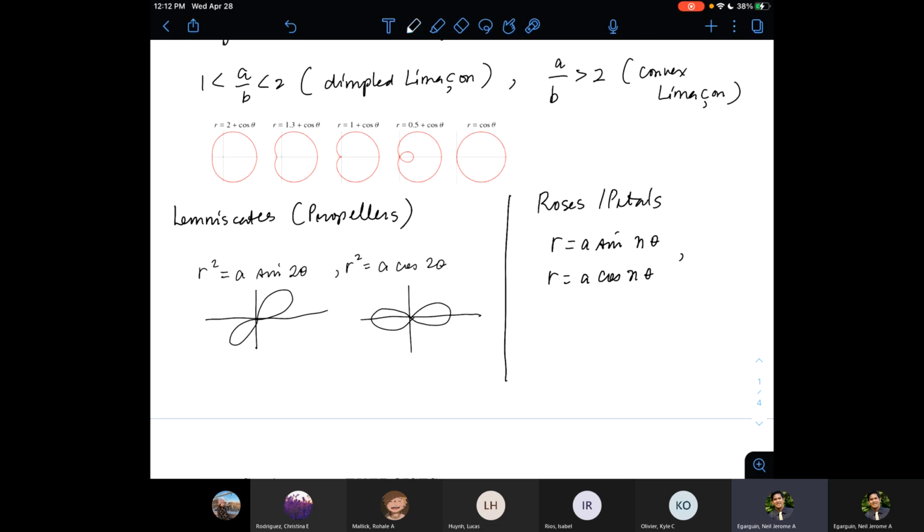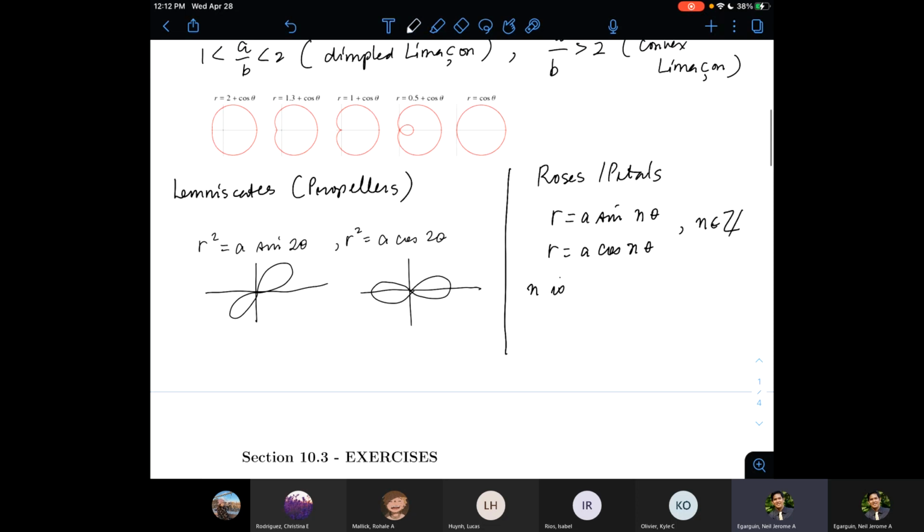Here the value of n, an integer, determines how many petals or leaves your rose will have. If n is odd, you will have n petals. If n is even, you will have 2n petals. I'll elaborate more on roses later when we deal with examples for areas involving roses. So that's a quick review of the polar graphs that you have seen in section 10.3. The details will be embedded as we discuss some examples from section 10.3.